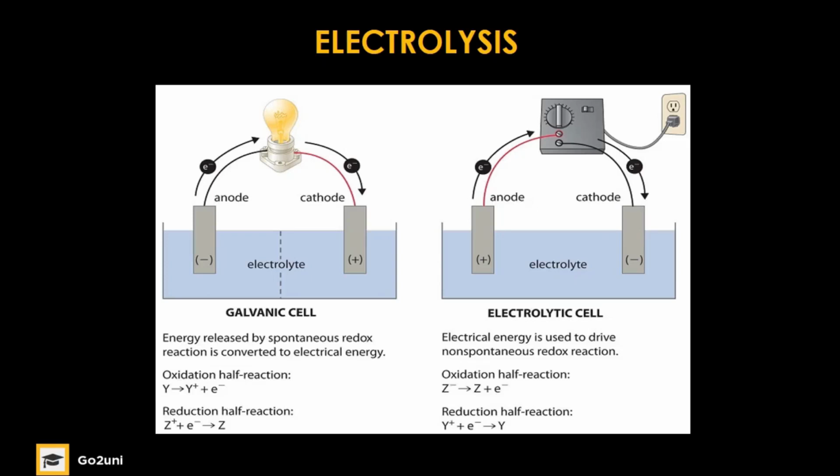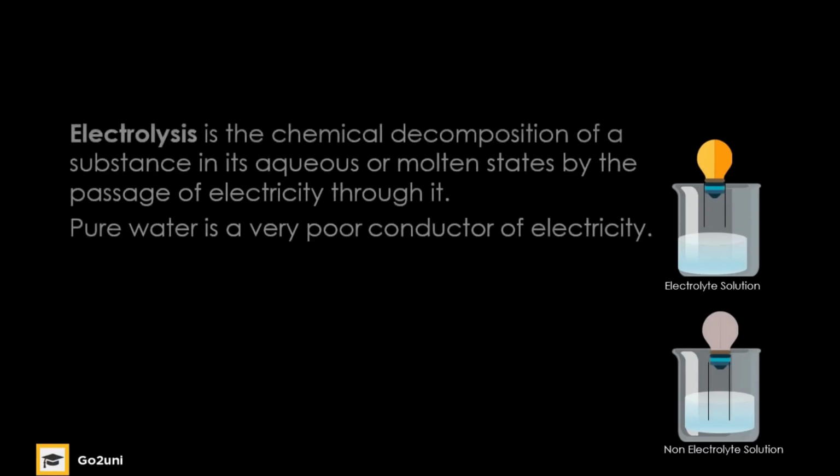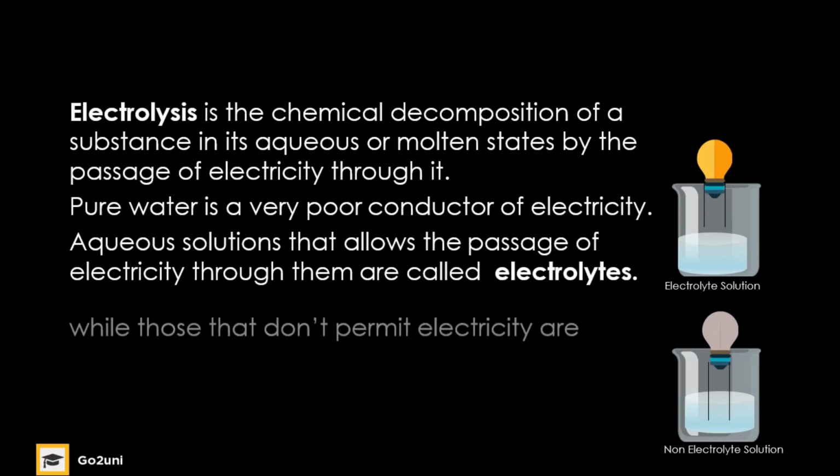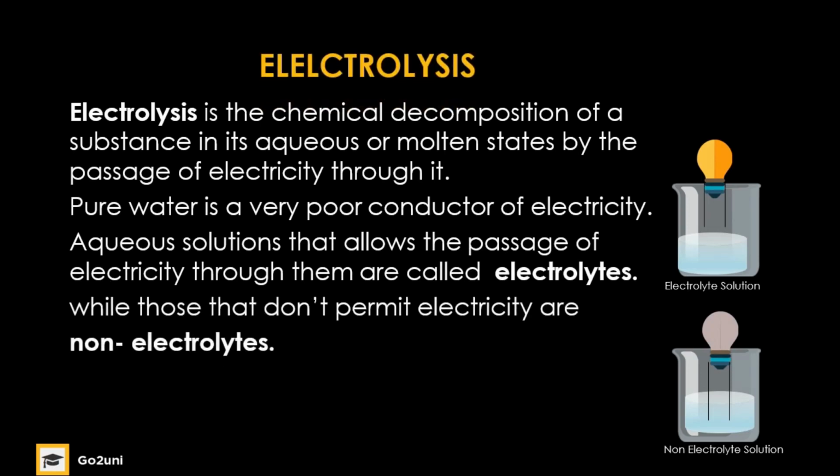So, what is electrolysis? In chemistry, electrolysis is simply the chemical decomposition of a substance in its aqueous or molten state by the passage of electricity through it. Generally, pure water is a poor conductor of electricity, that is to say, it doesn't conduct electricity. But there are solutions in their aqueous or molten states that can permit the flow of electricity through them.